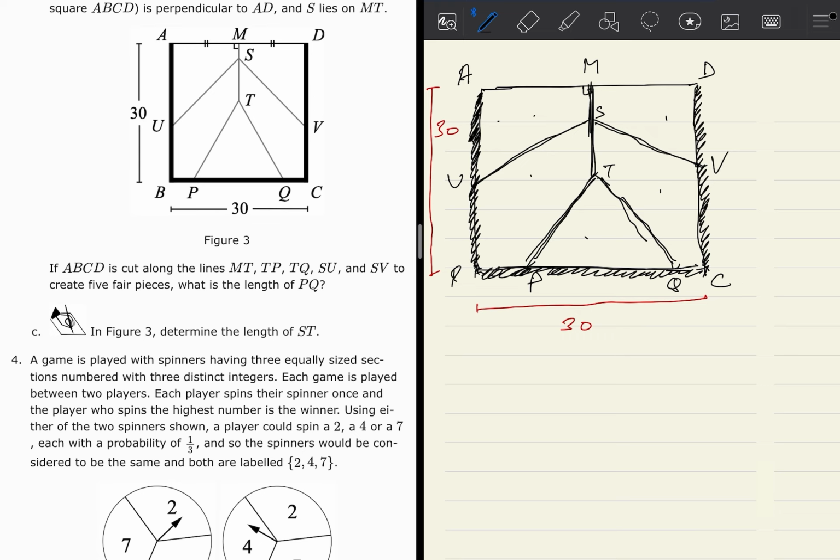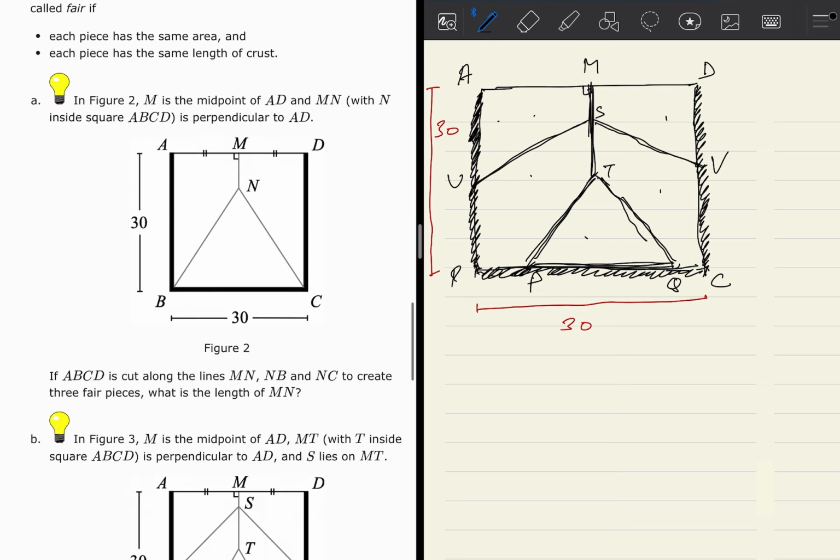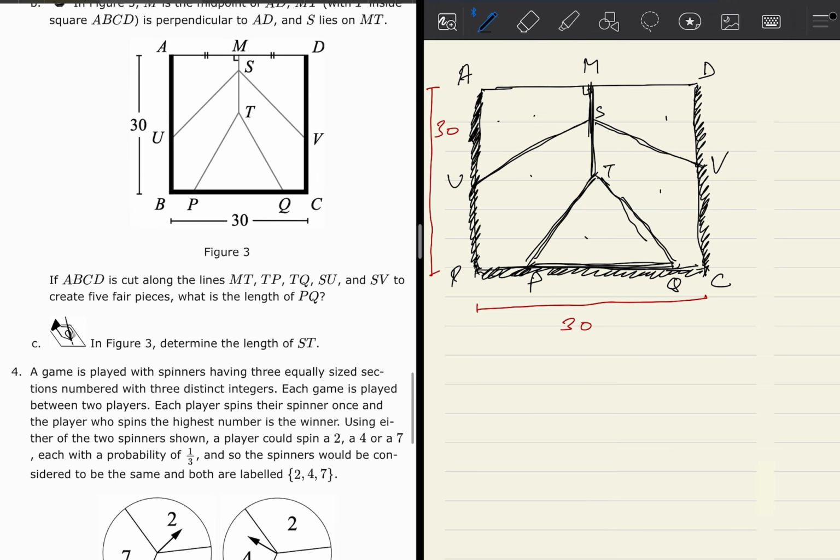So what's the question here? We have to figure out the length of PQ. So this is PQ here, and we have to figure out its length. This is a very straightforward question, because you don't even have to look at the area of each of these pieces. You simply have to figure out the length of the crust. So we'll proceed by considering the length of the crust.